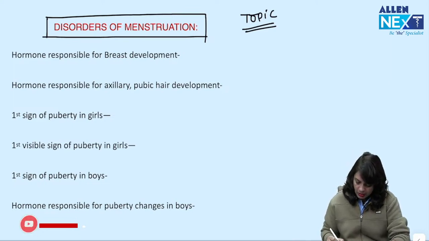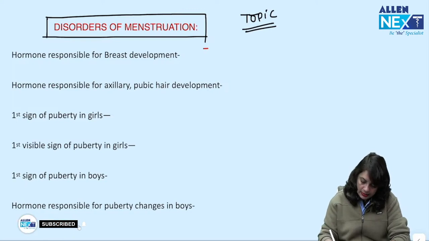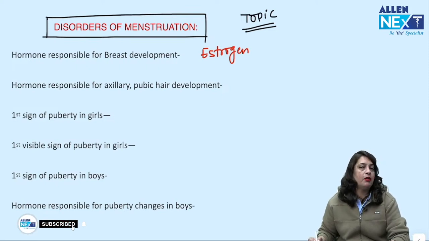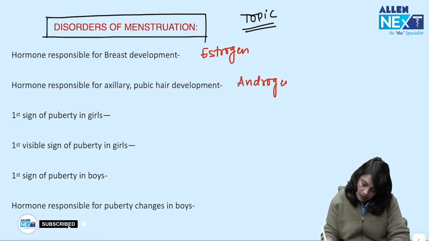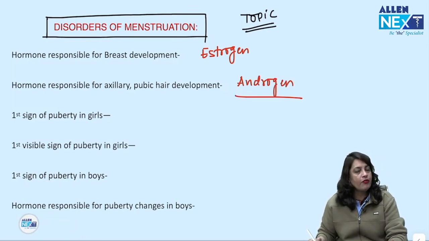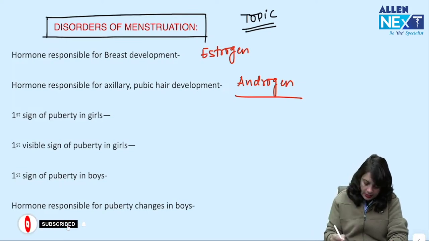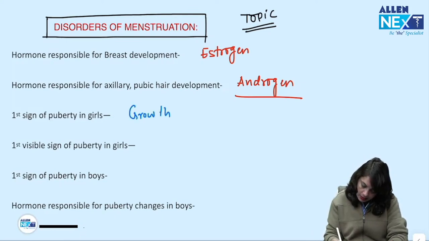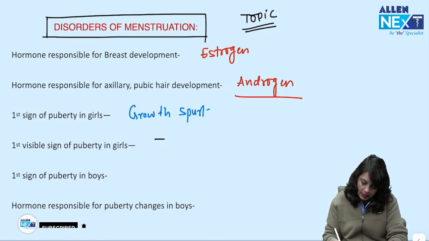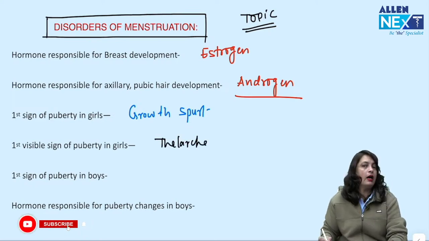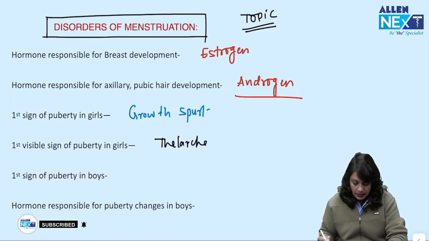Now, the hormone responsible for breast development is estrogen. The hormone responsible for axillary and pubic hair development is androgen. Hence, in cases of androgen insensitivity syndrome, axillary and pubic hair are absent. Okay. First sign of puberty in girls is growth spurt, but the first visible sign of puberty in girls is thelarche, that is the breast development.